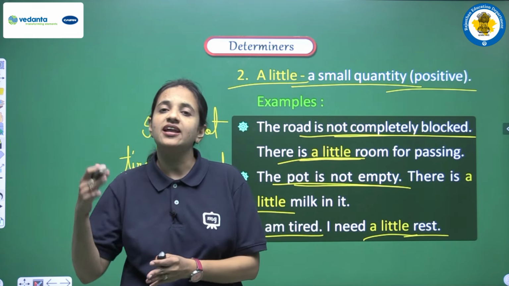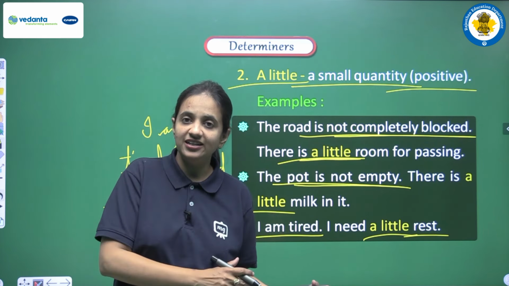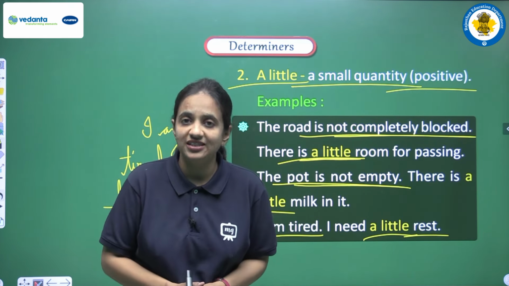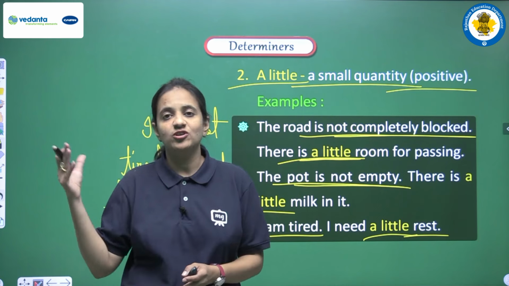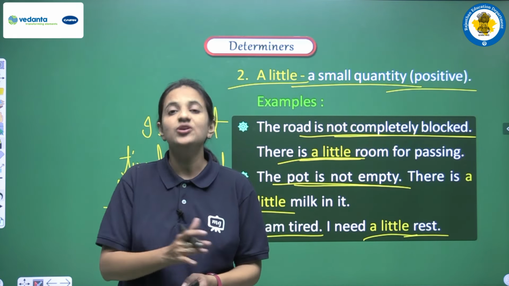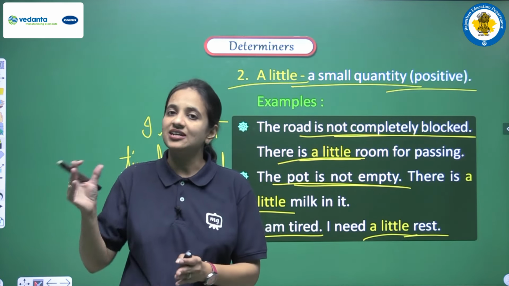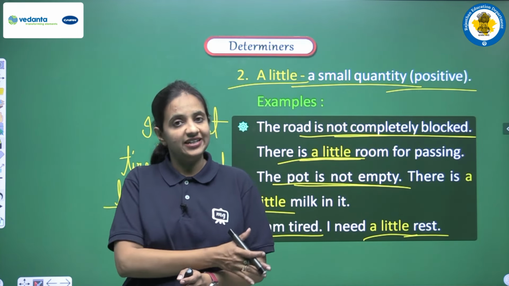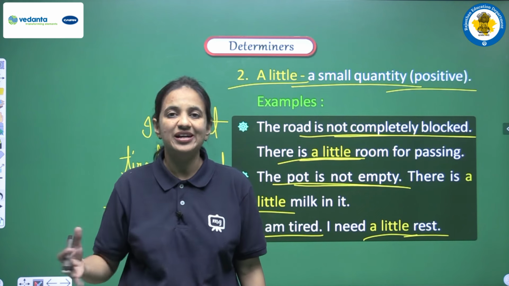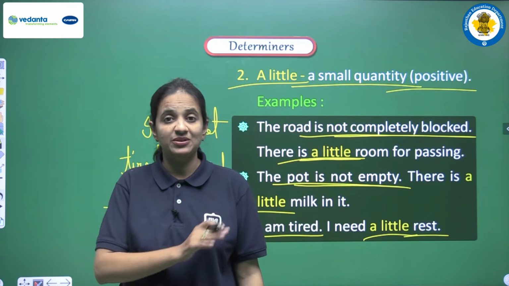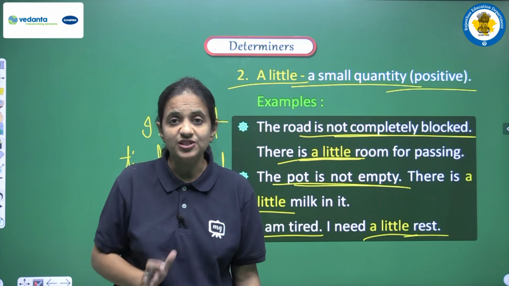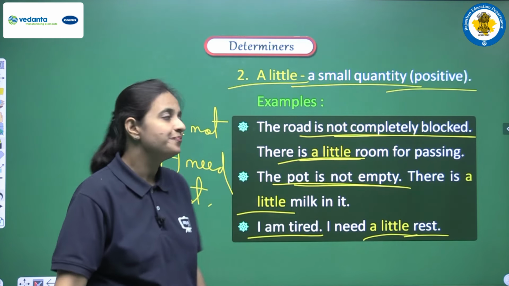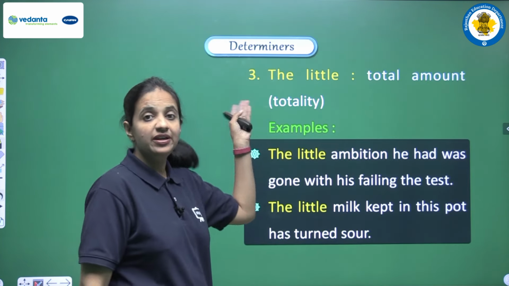And yes, just like a few, a little also has the same use, and the difference is the same as that between little and few. Just like those two determiners, a few is used before countable nouns, and a little is used before uncountable nouns, right? So this is very important and you have to be very careful regarding this. Okay.